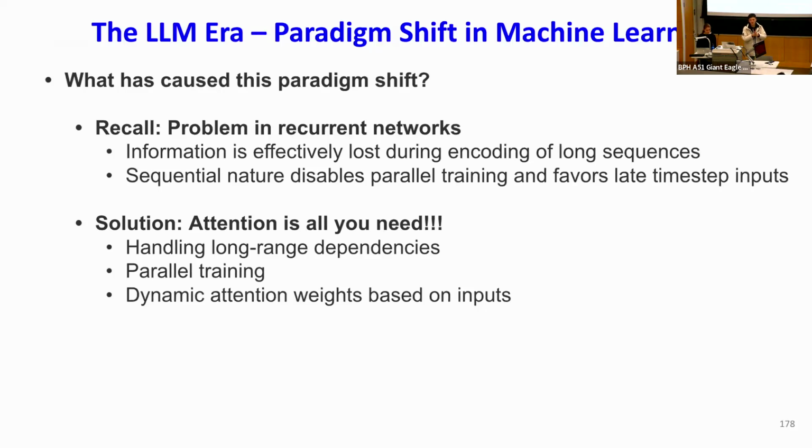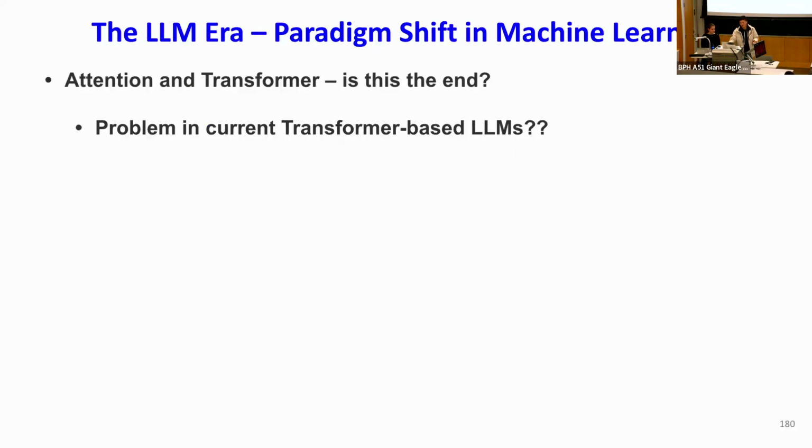The reason why the attention mechanism came about is because we have this problem in recurrent networks, in that information is lost during encoding of long sequences, and that the sequential nature of the processing of these models basically disables parallel training, and that makes the model not very trainable, right? And for these two weaknesses of recurrent networks, we invented attention. And it solved these two problems in three ways, right? It handles long-range dependencies, it enables parallel training, and it allows the allocation of dynamic attention weights based on inputs, right? So then, this is the end, right?